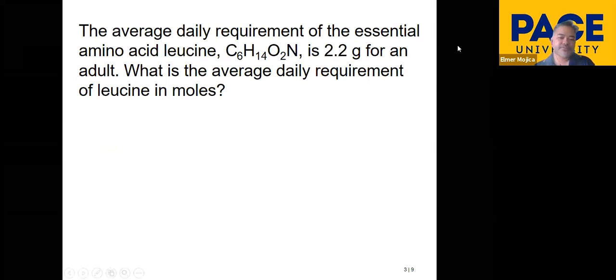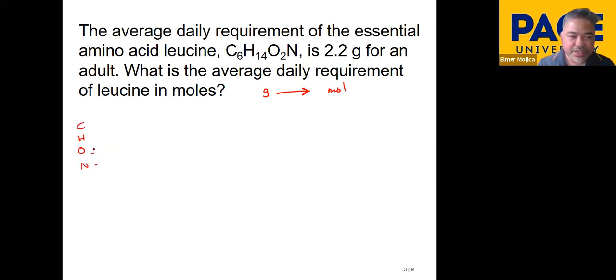Here is another problem, and this time, the one that is given is in grams, and you have to determine the equivalent moles. So you have leucine here. The daily requirement is 2.2 grams for an adult. So what is the average daily requirement for leucine in moles? Again, what are you going to do? You have to determine the molar mass.